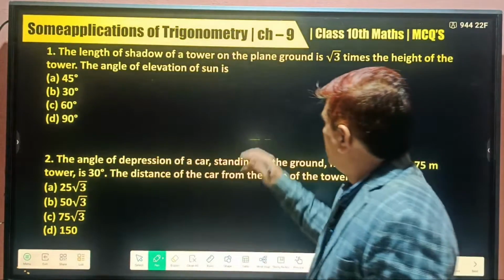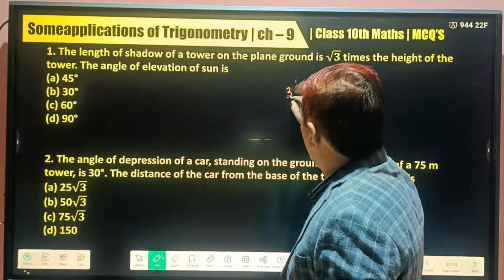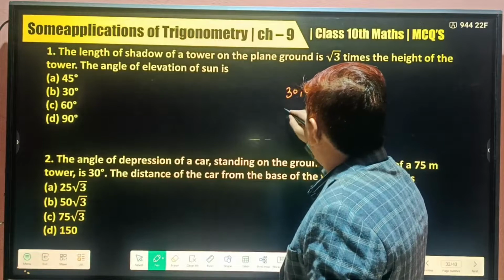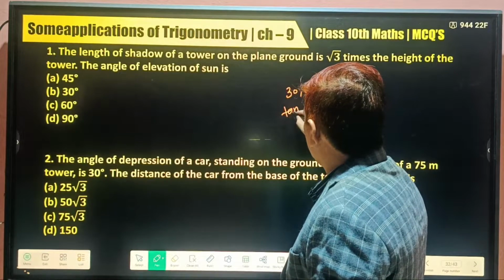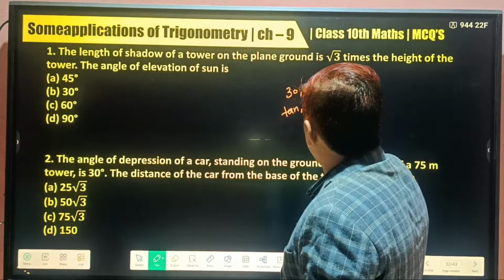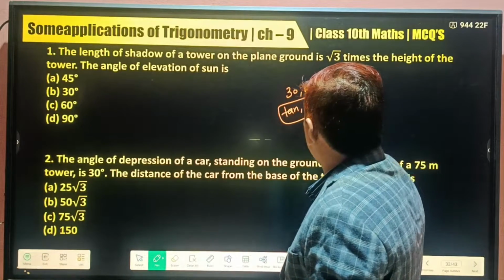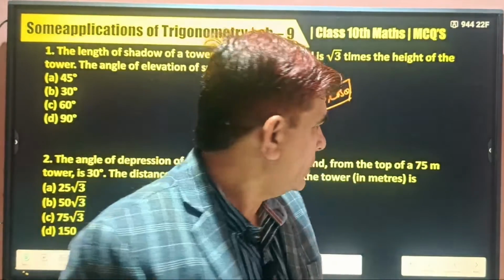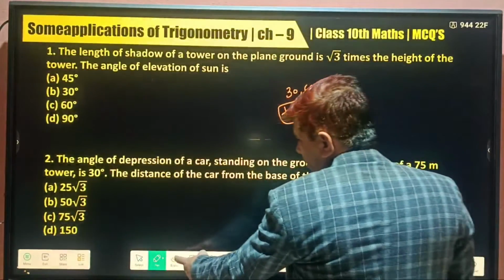Already I told you, mainly we use 30 degree, 60 degree, 45 degree, and these angles with tangent, sine theta, and cos theta. And if you know these, the remaining three also you can easily find out. So we can start with this first question.